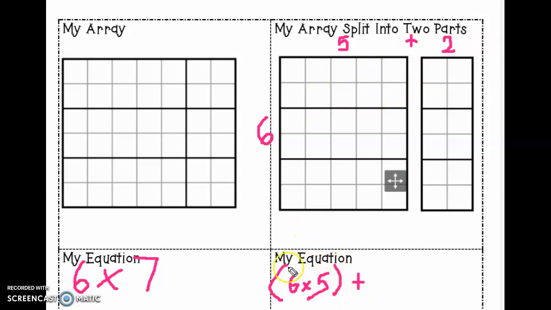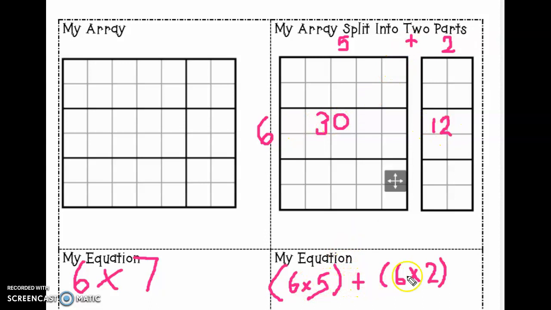So this parentheses here represents the first shape. And then now I've got the second shape. This is 6 times 2. Because 6 times 5, well, that's easy enough to do. That's 5, 10, 15, 20, 25, 30. 6 times 5 is 30, and 6 times 2, well, that's 6 plus 6, and that's 12. So this is 30 plus 12.